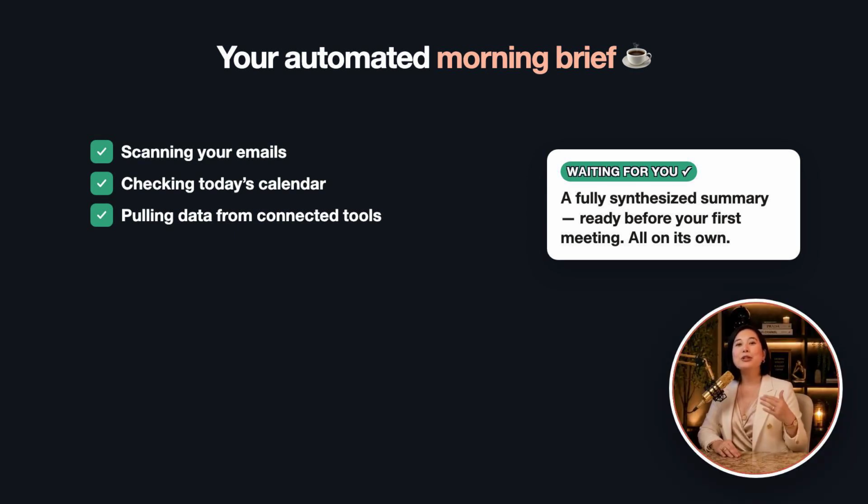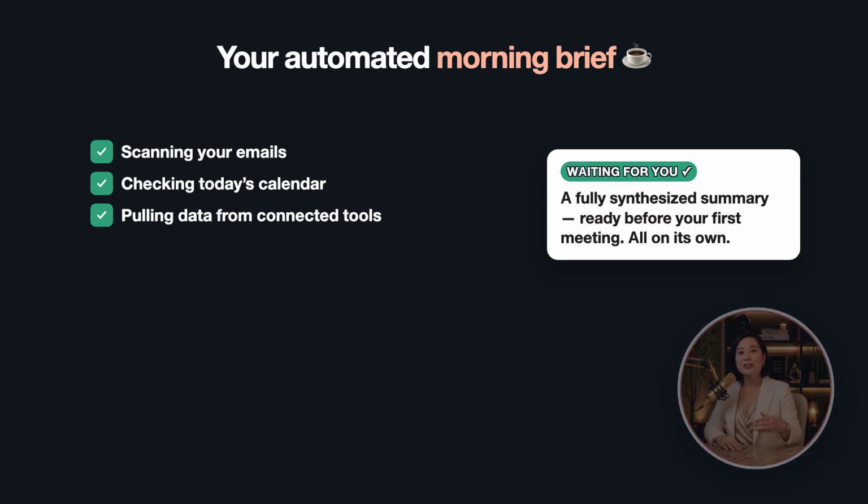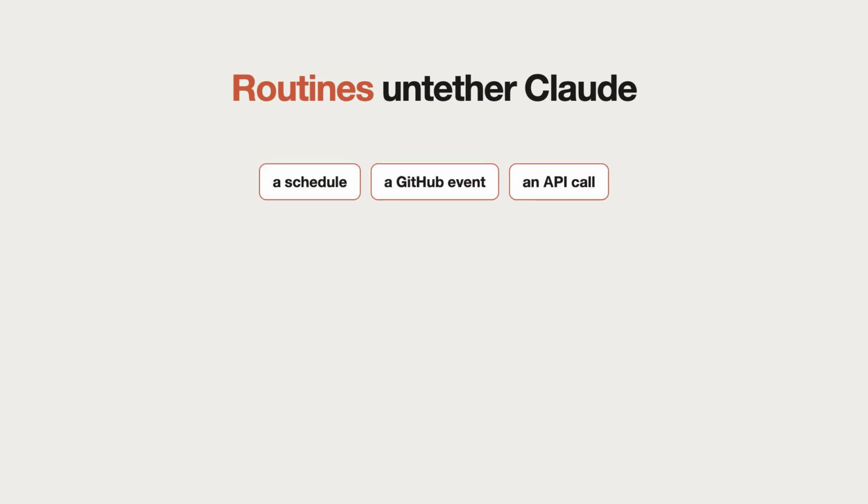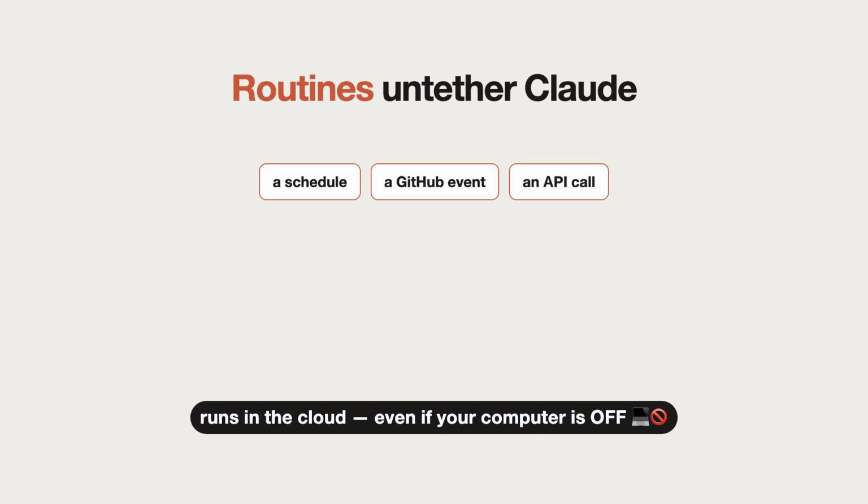And finally, routines. This is the one for the builders. Routines completely untether Claude from your hardware. You save a setup, your prompts, your connectors, and set it to fire automatically on a schedule, on a GitHub event, or on an API call. So every time a customer files a bug on GitHub, a routine can spin up Claude Code to reproduce it and draft a fix, even at 3 in the morning, even with your laptop shut. It just runs, completely on its own.